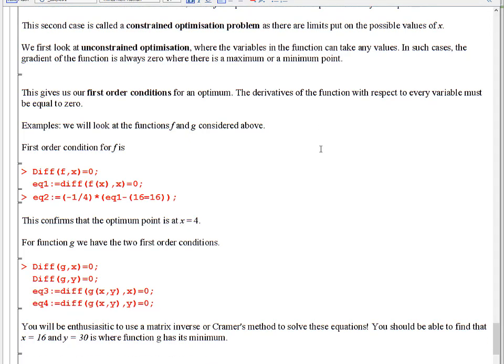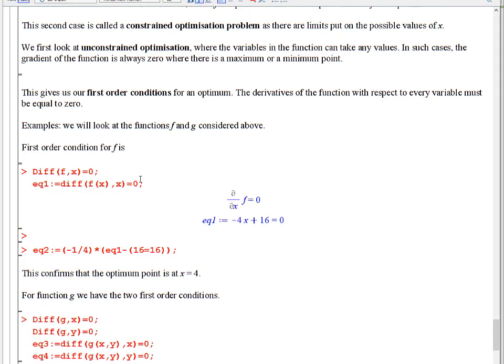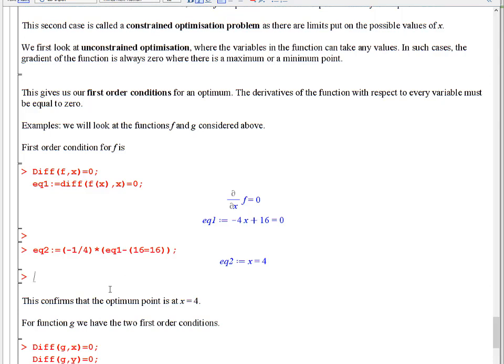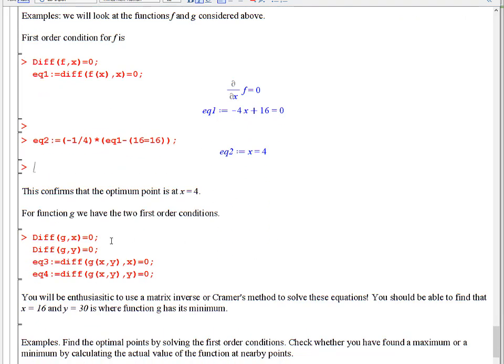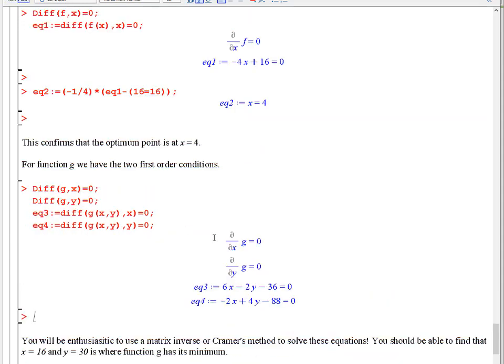So if we look back at the two functions we had above, there's function f and we differentiate that. That's the derivative, and this must be equal to 0. If you solve that, you find that x is equal to 4, so just rearrange this and solve it. X is 4, so that confirms the visual impression that the optimum point is at 4. For the other function, the one with 2 variables, you have 2 partial derivatives which must both be 0. So here you're getting to this must be 0 and this must be 0.